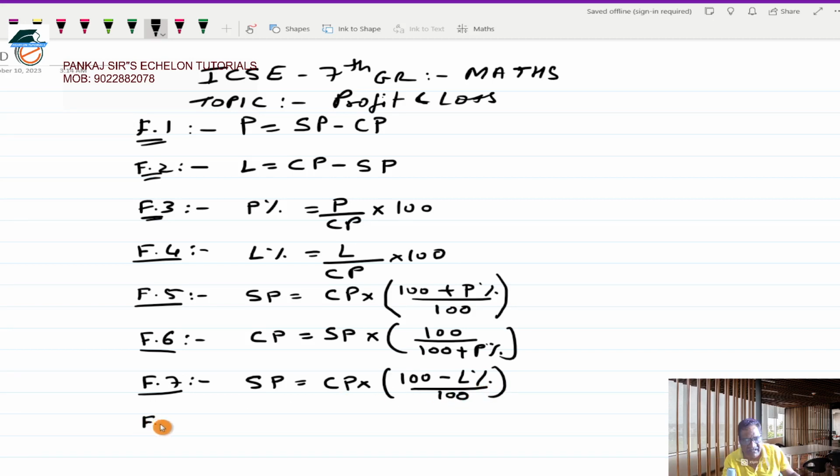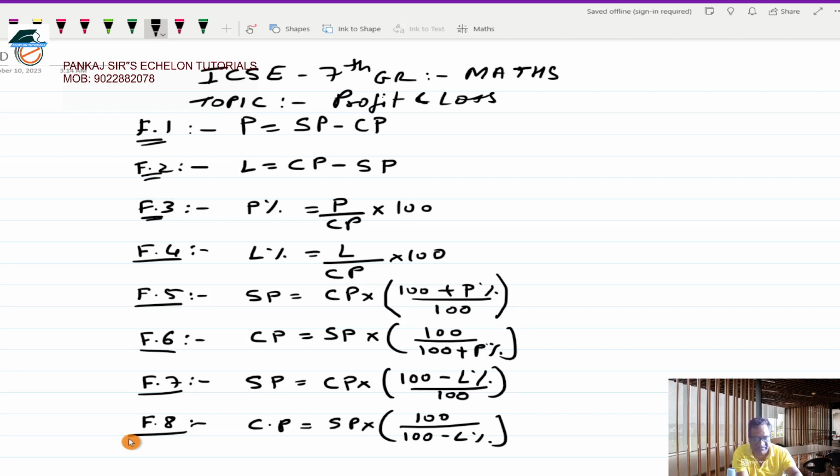And formula number 8 was, if you want to find out cost price and selling price is given to you and the loss percent is given to you, you have to use this formula. Cost price is equal to selling price into, now this you have to just invert it, so it will be 100 upon 100 minus loss percentage. These are the 8 formulas that you are going to use entirely in this profit and loss chapter. This is only for the 7th grade students. So this list of 8 formulas, you should keep handy with you.